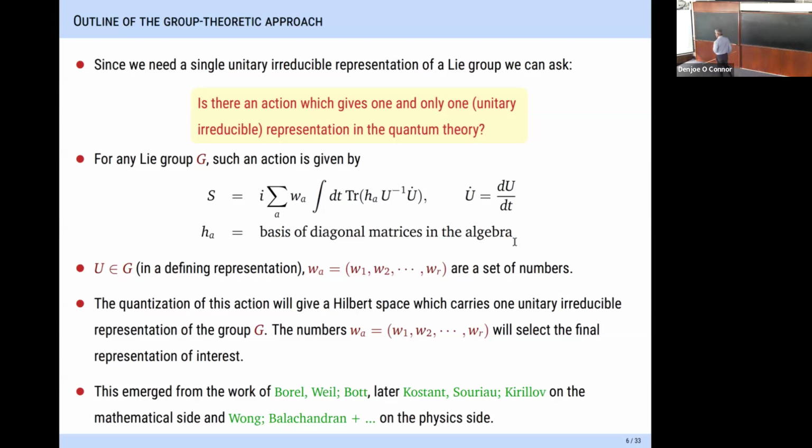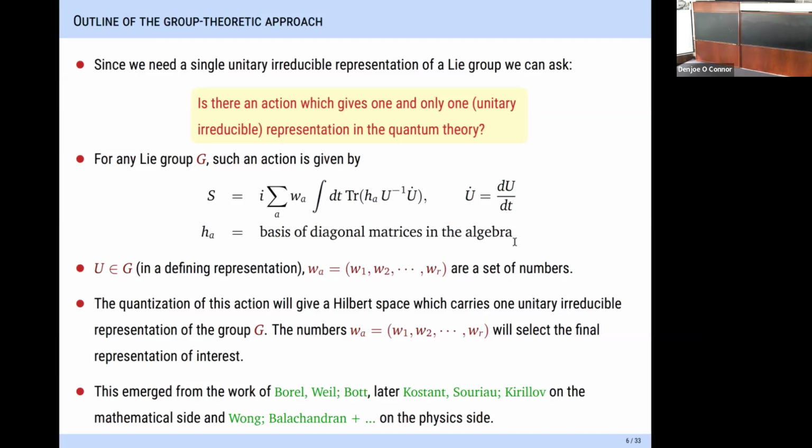This is not particularly new result. It goes back to the work of Borel, Weil, and Bott in the 1950s, taken over and generalized to include geometric quantization by Kostant, Souriau, Kirillov, and others. And then on the physics side, Wong and Balachandran introduced this action to analyze motion of colored charged particles and so on. Okay? So that's an action that we know.